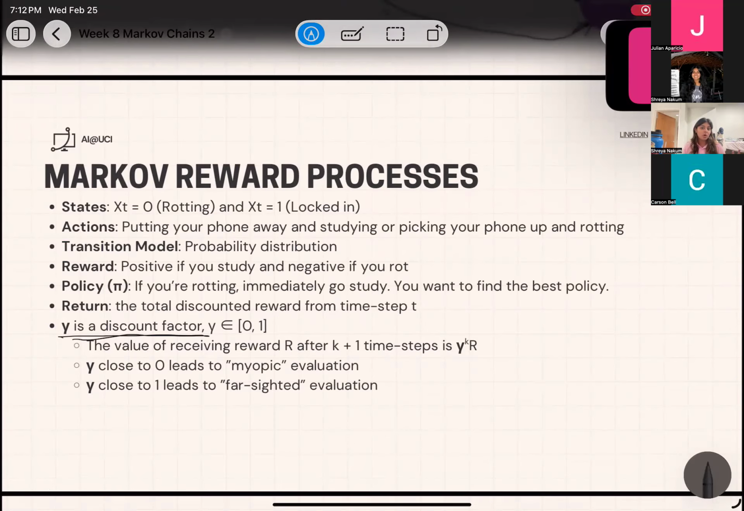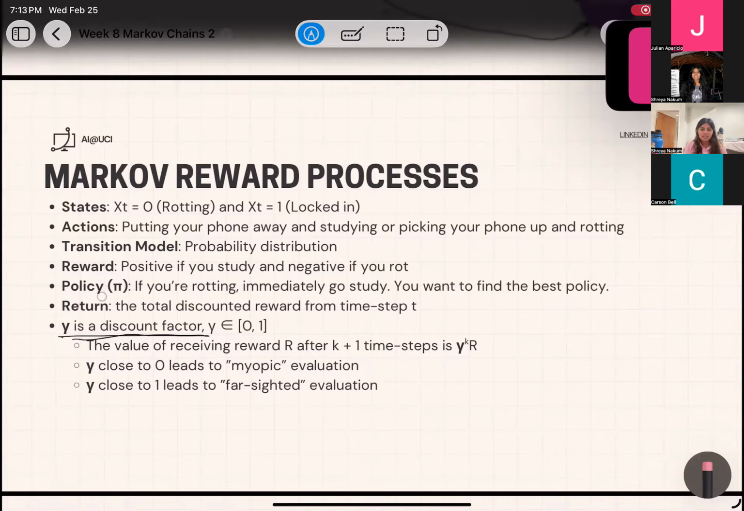Our transition model is just our probability distribution. That's just T that we talked about earlier. We can attach rewards to things. We can say the reward is positive if you study and negative if you rot. And if you get a certain amount of reward, then you pass the class. Otherwise, you don't. But you don't want to study, you want to rot. So we want to rot as much as you can, but still get the amount of reward that's necessary to pass the class. Now, that whole thing I just said, that's what the policy is here.